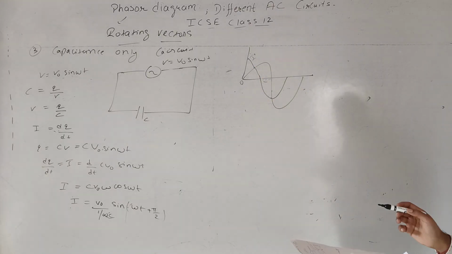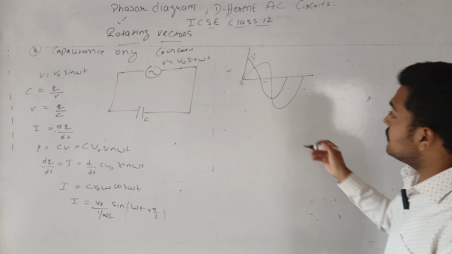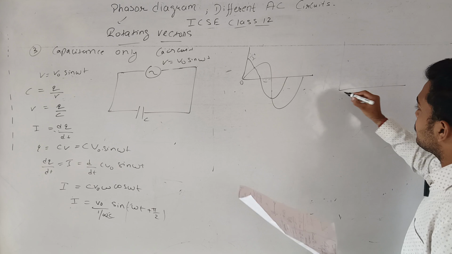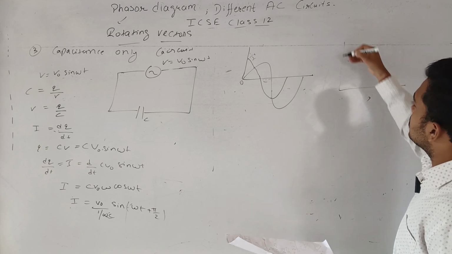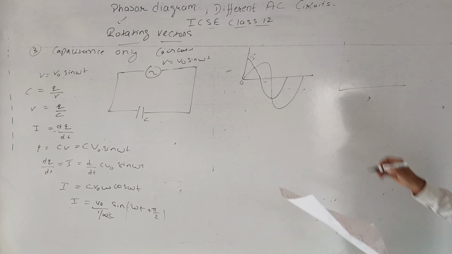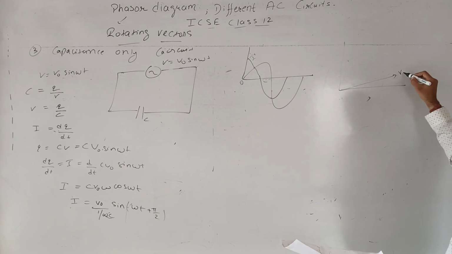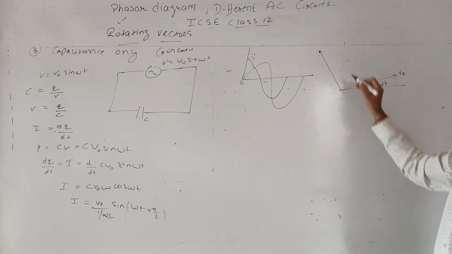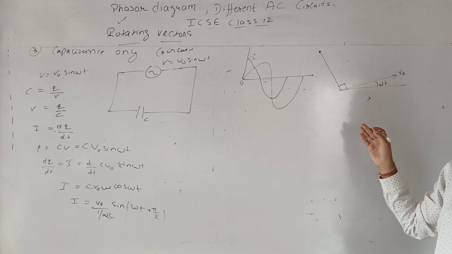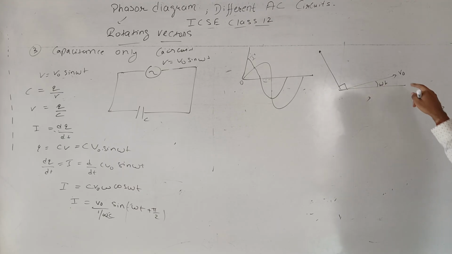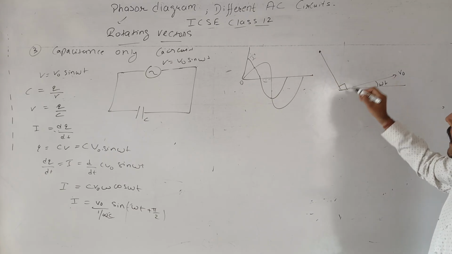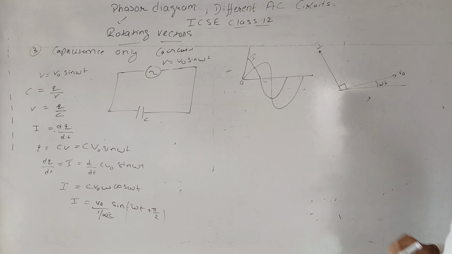So current is maximum when the potential is 0. To draw its phasor diagram, this will be V naught, and this is angle omega t. V naught lags behind, so the current is in the forward direction by an angle of 90. Current leads by 90 degrees.